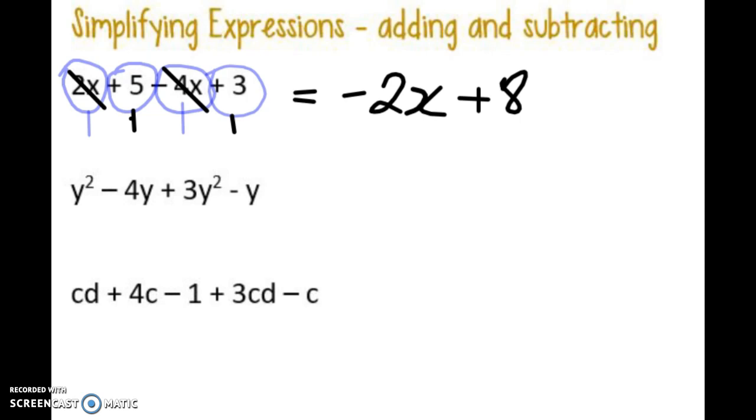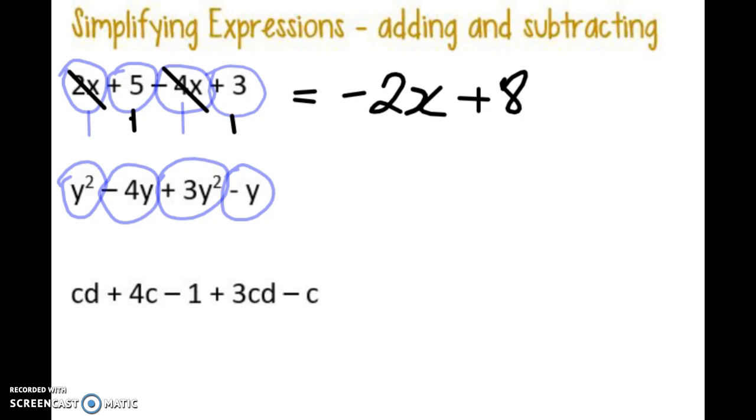Right, the next one we've got y squared minus 4y plus 3y squared minus y. So let's again circle our terms. So we've got y squared minus 4y plus 3y squared minus y. So we've got 4 terms there. So let's look at our like terms.